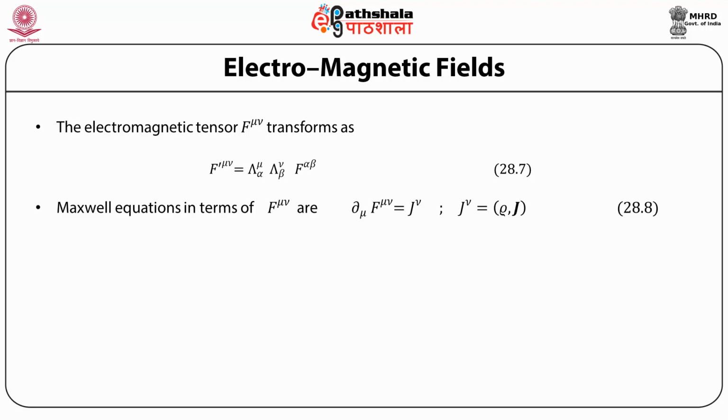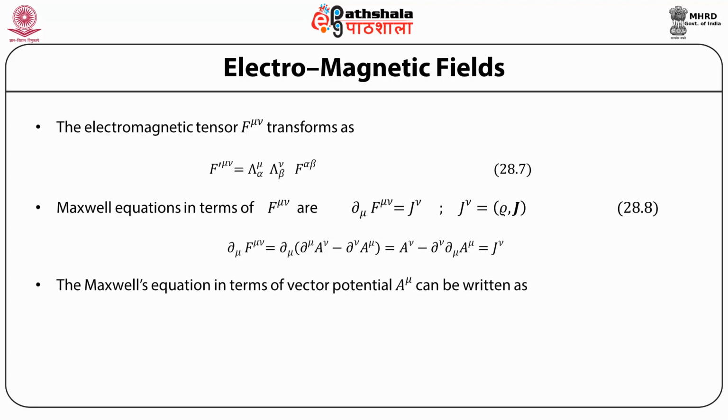Maxwell equations in terms of F mu nu are del mu F mu nu is equal to J nu, where J nu is a function of rho and J. Del mu of F mu nu is equal to del mu of, within the brackets, del mu A nu minus del nu A mu, which is equal to the d'Alembert operator A nu minus del nu of del mu A mu, which is equal to J nu.